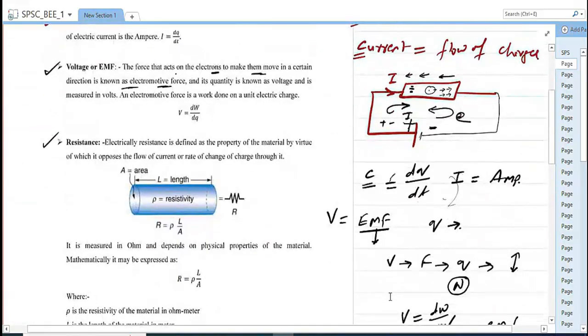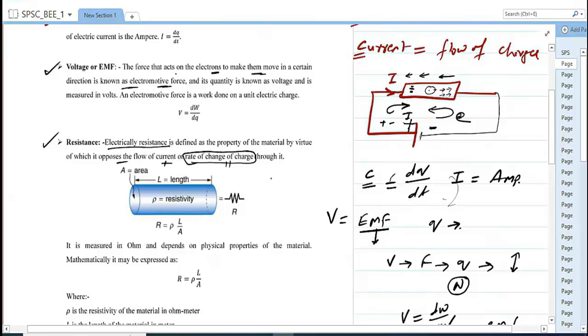You can read it. These are very simple, you are all engineers, you know what is resistance. Electrically, resistance is defined as the property of the material by virtue of which it opposes the flow of current, or rate of change of charge through it. Rate of change of charge is nothing but current. So either you can say it opposes the flow of current, or you can say it opposes the rate of change of charges.